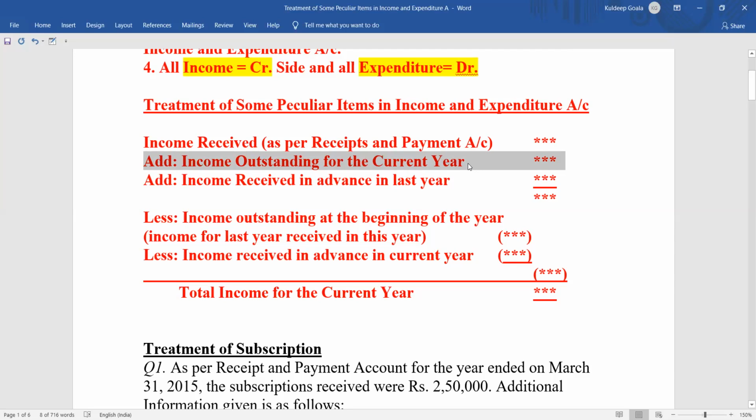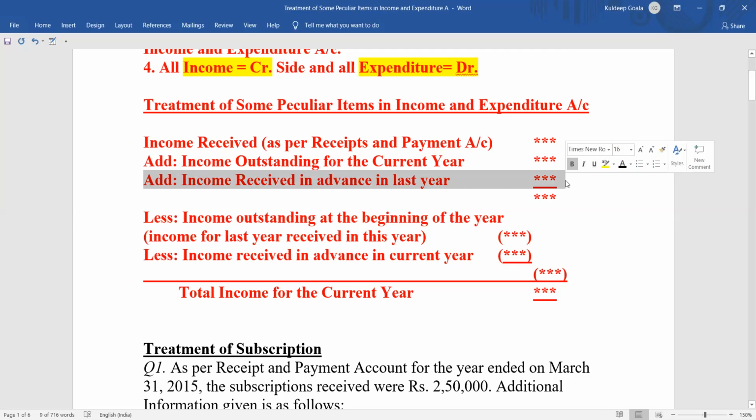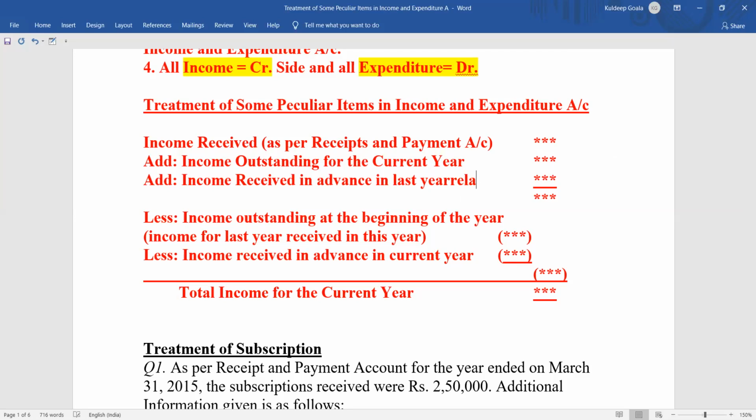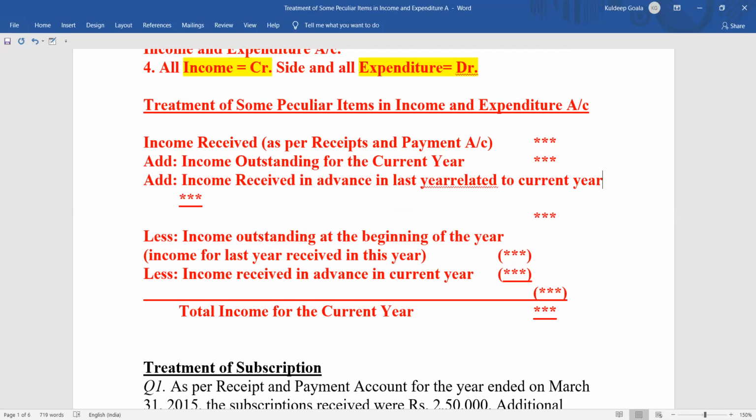Okay, whatever money we are going to receive for this year but we have not received yet, that we are going to add. And again we are going to add the amount of advance that we received last year, because if you have received it last year, that is relating to the current year. If you want to specify, you can specify here, related to current year. So all the items which are received in the last year as advance, and if it is relating to the current year, it will be added up. After that, we'll get total subscription from here.